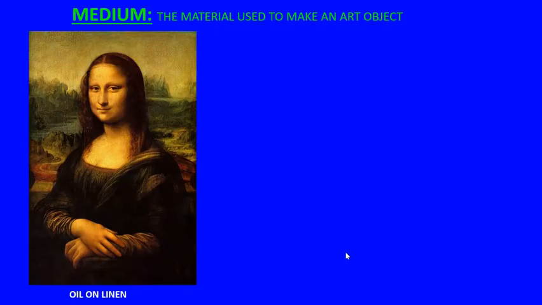So here's an example. You're probably familiar with this painting. It's called the Mona Lisa, and it is oil paint on linen. So linen is like a thin canvas. It's almost like a bed sheet. So somebody stretched a bed sheet around a wooden frame, and then they painted on it with oil paint. And that's paint that's made with oil. So the medium of the Mona Lisa is oil on linen.